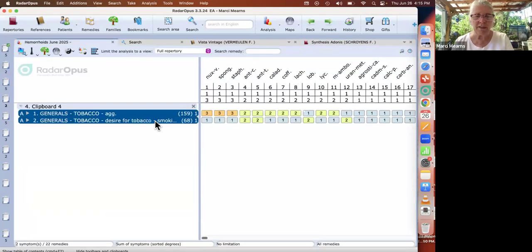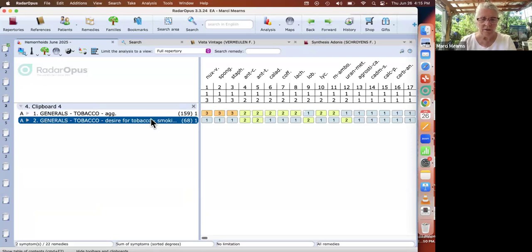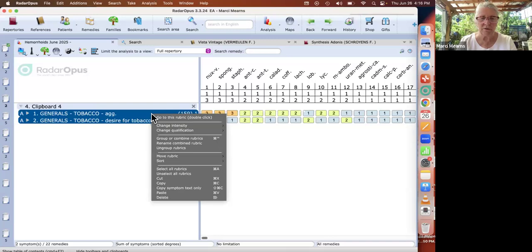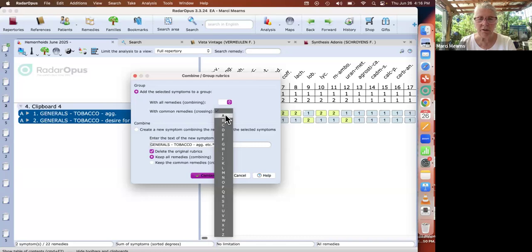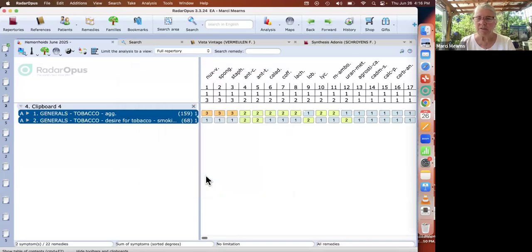So this kind of a group, when I take both of these symptoms together and I create a group, let's take a look at that. So it's a right click, group or combine rubrics. And what I've done here is I have chosen with common remedies. So what I'm looking here for are the remedies that are common to both the desire as well as the aggravation, desire for tobacco as well as the aggravation from tobacco. Okay. And that's where the capital letter comes in. Normally, if I wanted to group these together, I would take a small letter from up here. But I wanted to see only the remedies that have both of these symptoms. Okay. And so there they are.